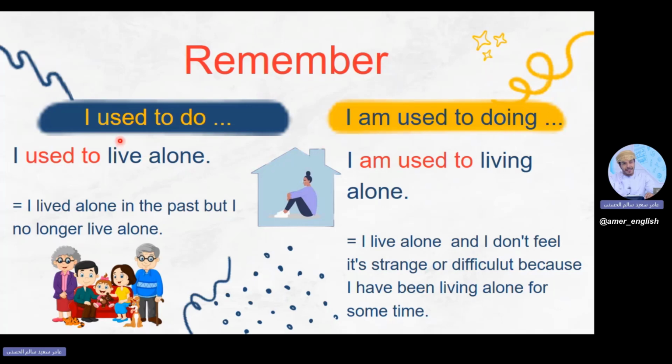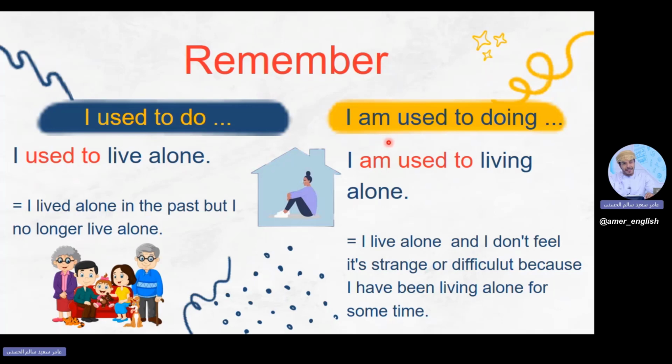So the first one, as usual, I used to do something. It means, for example, I used to live alone. It means I lived alone in the past, but I no longer live alone. Now I have a family. So here I describe something that happened in the past, but now I'm not living alone. Now I live with my family, so I'm not alone. So this is to describe something in the past that no longer happens.